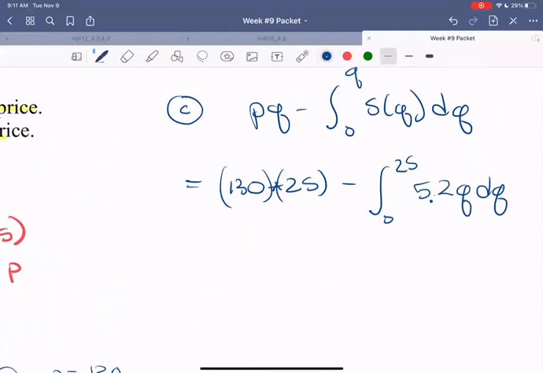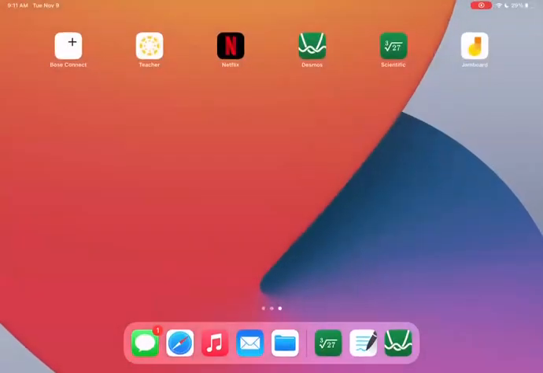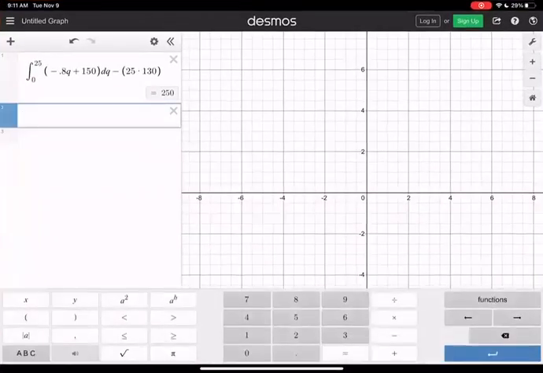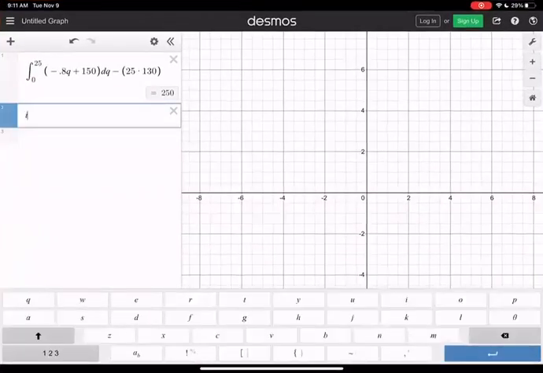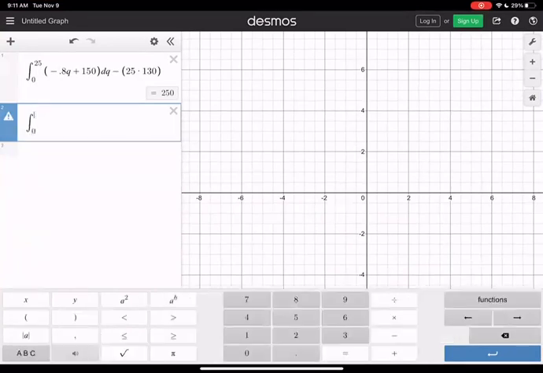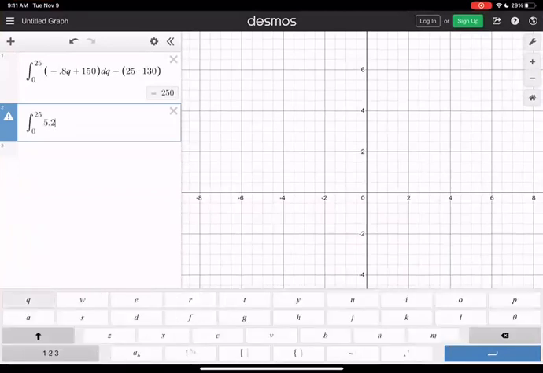Then what I'd like you to do is pause the video and either work out this integral on your own or use your calculator. When you're ready, let's look at it together. All right, so I'm going to open back up my Desmos calculator. I'm going to type in the integral, so start typing int. Lower bound is 0, upper bound is 25. And then we're looking at 5.2 Q dQ. And then from there, that's the integral.